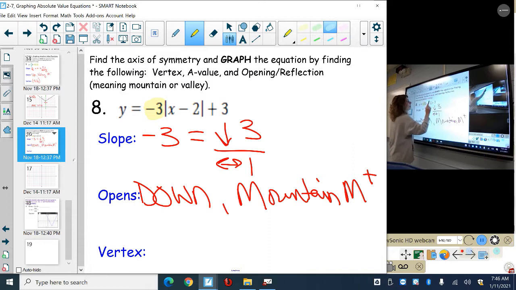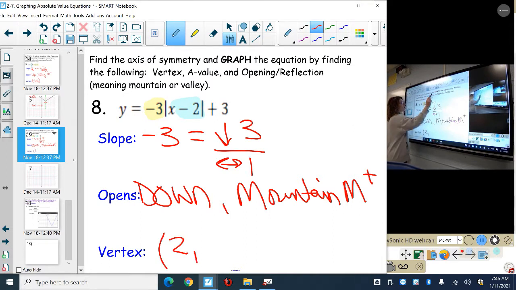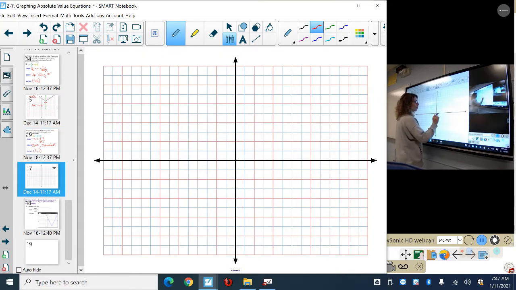Vertex is found by taking the opposite of this -2, which is going to be +2, and then taking this entire number, which is 3. So I'm going to go to 2, 3 on my graph, and we know that this thing is a maximum point, so I write maximum above it, and I'm going to do everything below it now.